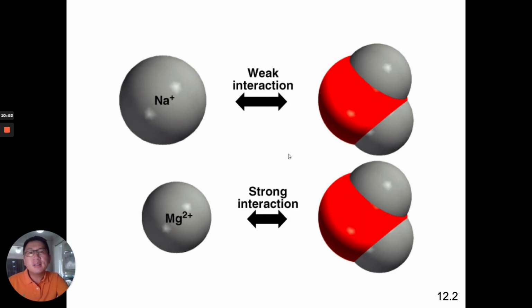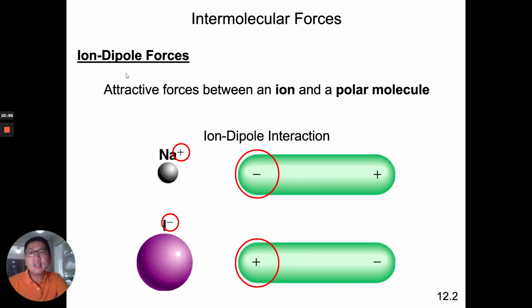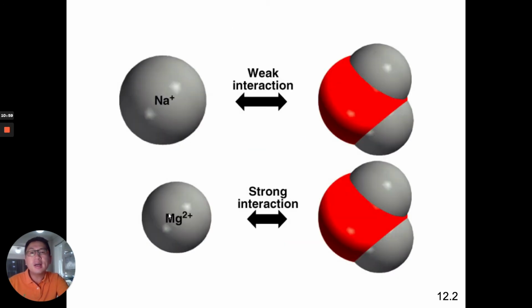So in general, when you talk about ion-dipole forces, the attraction between ions and polar molecules, the stronger the ion, the stronger the interaction. This is a water molecule, positive 1, positive 2. The stronger the charge, the stronger the interaction. The weaker the charge, relatively speaking, the weaker the interaction. Stronger charge, stronger interaction. Weaker charge, weaker interaction.